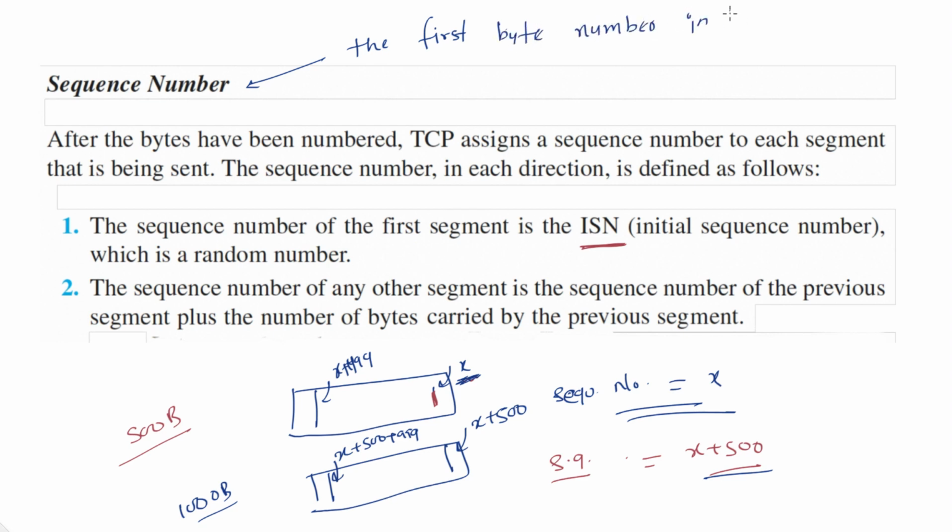So a sequence number is basically the first byte number in the segment. So the sequence number is actually very easy. You just need to take the first byte number. Now, whenever you are sending the first segment itself, you are going to generate this using the initial sequence number, or ISN. This is the short form of initial sequence number, and you generate it using some random number generator.